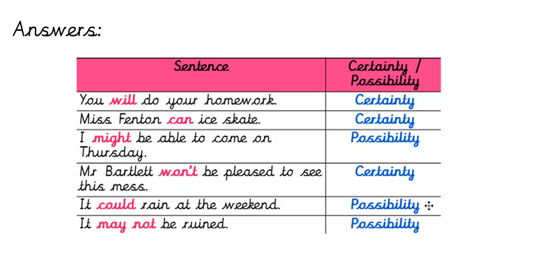It could rain at the weekend is possibility, because we won't know until it is actually the weekend if it is going to rain or not. Okay, so we can't say that for definite. And the last one, it may not be ruined, is again a possibility, because there is a chance that whatever is ruined might be able to be saved. Check my answers with yours. Well done if you got them correct.